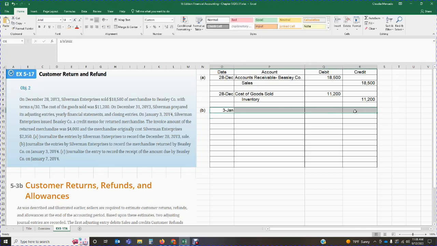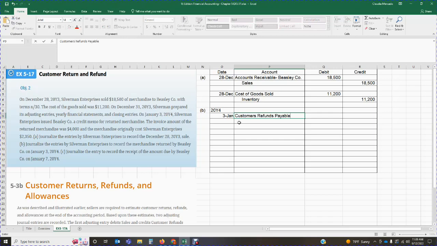Let me just insert, shift cells down, and this is effective 20Y4. As of January the 3rd, we made a return. So what are we doing? We're taking money out of the customer refunds payable for $4,000, that is the amount of the return.